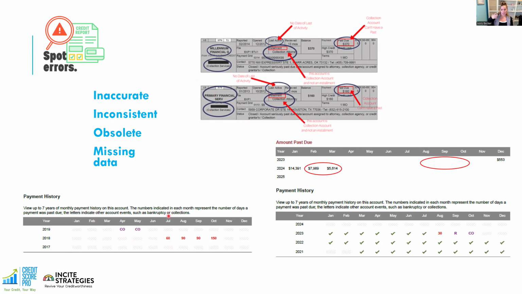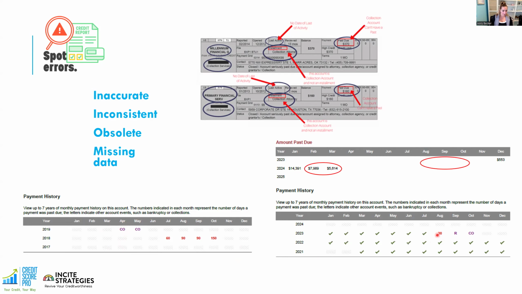So what happens is a consumer themselves, or they can hire a company like us, can dispute this information. And the result is the bureau either needs to fix it or delete that account from the credit report. Most often the bureaus delete it because it's a lot easier to delete it than figure out what needs to be corrected and correct it.